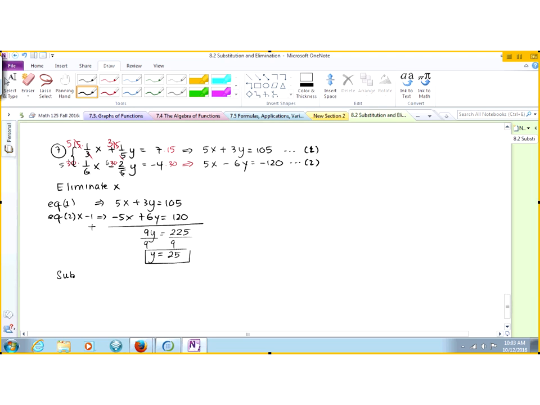Okay, then what? Substitute y equals 25 to equation. Which one's easier? Maybe first one? Okay, so 5x plus 3 times 25 is 105. So 5x plus 75 is 105. So what is 5x? 40? 105 minus 75 is 40, so what is x? 8. Is that right? No? What did I do wrong here?